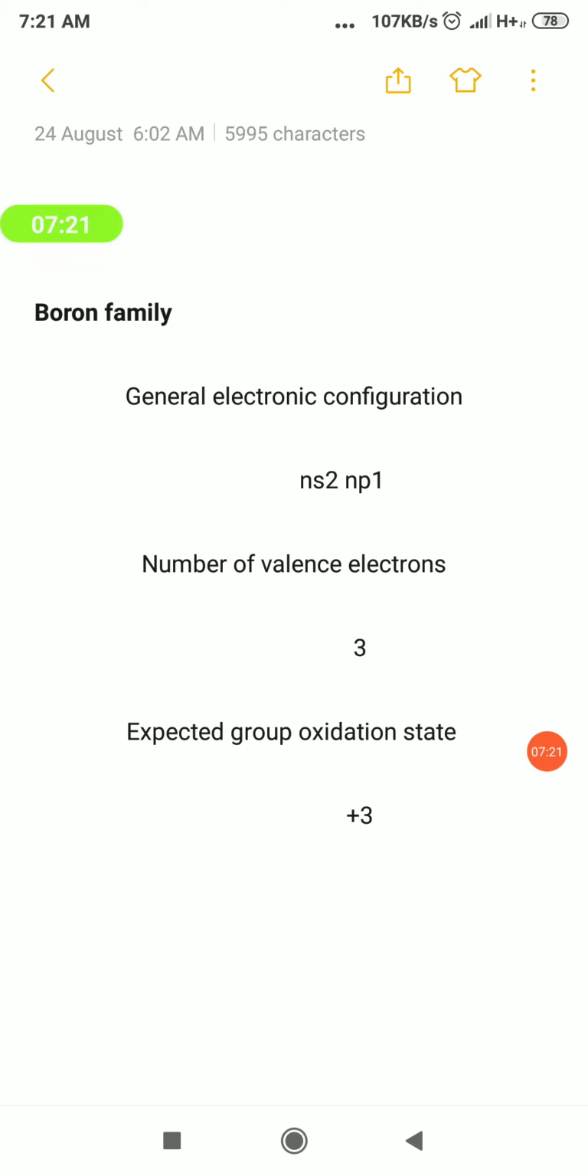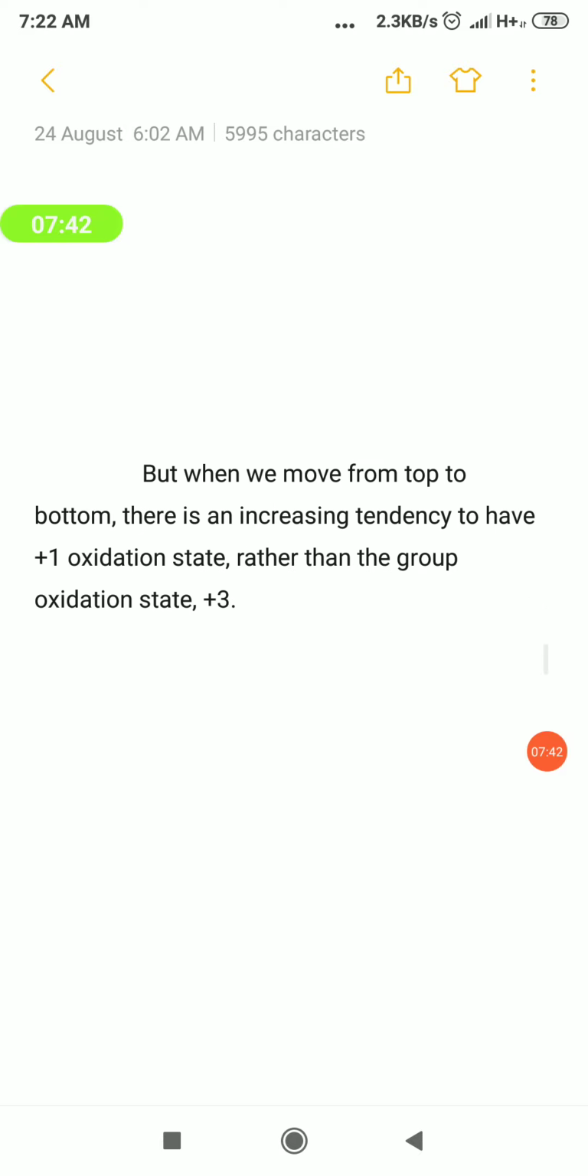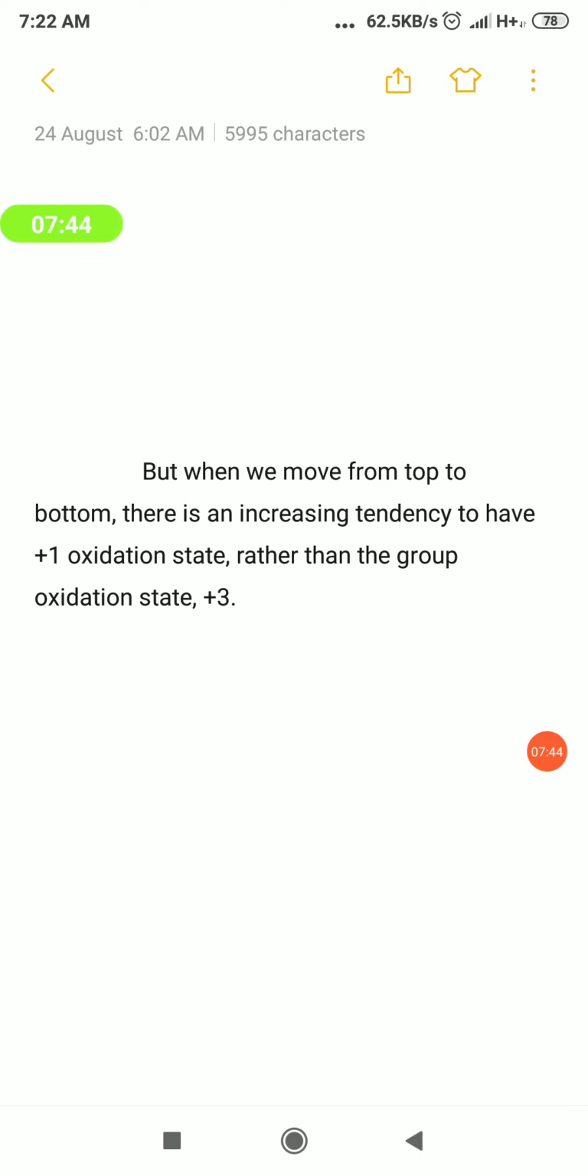When we go beyond aluminium, what is there? The post transition elements. ஏன்னா போரானா அலுமினியம் போஸ்ட் ட்ரான்சிஷன் எலிமெண்ட்ஸ் கிடையாது, அதுக்கப்புறம் உள்ள எலிமெண்ட்ஸ் தான் போஸ்ட் ட்ரான்சிஷன் எலிமெண்ட்ஸ். ஓகேவா? ஸோ +3 ஸ்டேட் இஸ் மோஸ்ட் ஸ்டேபிள் ஃபார் போரான் அண்ட் அலுமினியம். தென் ஃபார் gallium, thallium and indium, the +3 is not the observed oxidation state. ஓகேவா? But when we move from top to bottom, there is an increasing tendency to have +1 oxidation state rather than the group oxidation state.